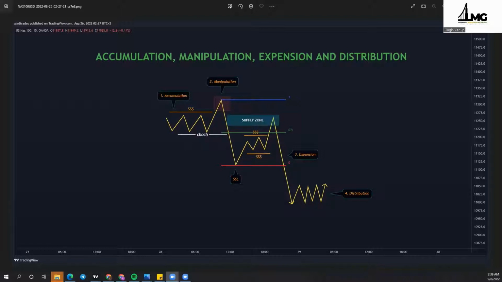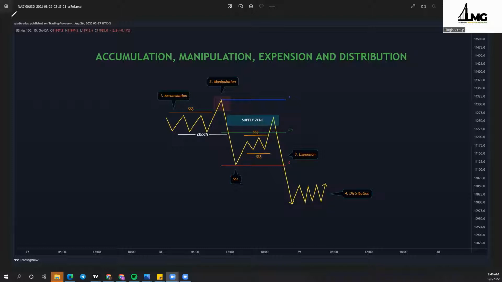First of all, there are different names for this in case you've looked at it before. Others call it power of three. Others have come up with their own names to identify it, but I simply call it accumulation, manipulation, expansion, and distribution, because those are the four stages we look for in this pattern. It's quite simple. We see price accumulating.